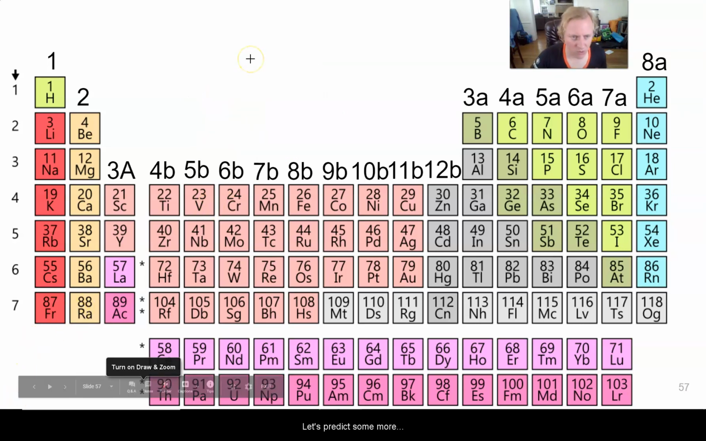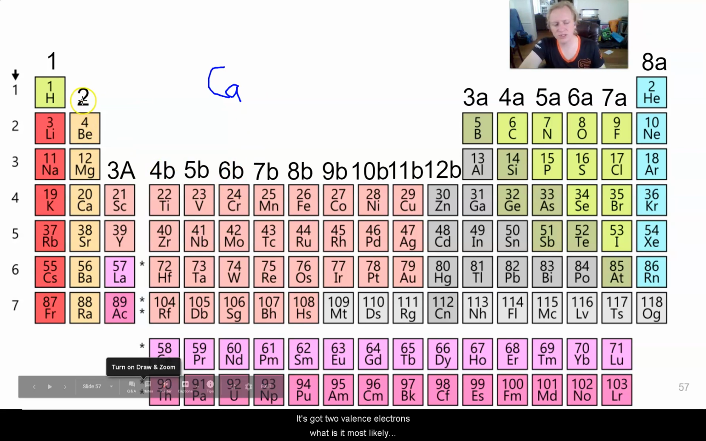Let's predict some more. Let's go to our alkaline earth metals here. Let's pick on calcium. I like calcium. How many valence electrons does calcium have? Well, it's in the second group here. Remember, 1, 2, skip a bunch, 3, 4, 5, 6, 7, 8. So calcium has 2 valence electrons.